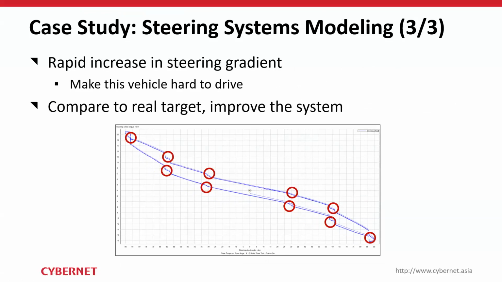As you can see, we have lots of rapid increasing or decreasing in steering gradient. This makes the vehicle hard to drive. For customers who are starting autonomous vehicle controller development, this helps them find the problem. They knew that the steering system is very hard to control for their controller, but they never found that the problem is coming from the bad steering system design. We help users compare to the real target, find this problem, improve it and solve it. Help them reduce the time in the end.